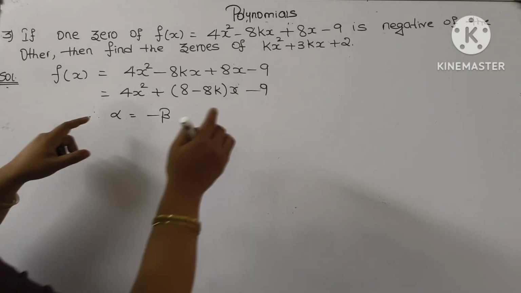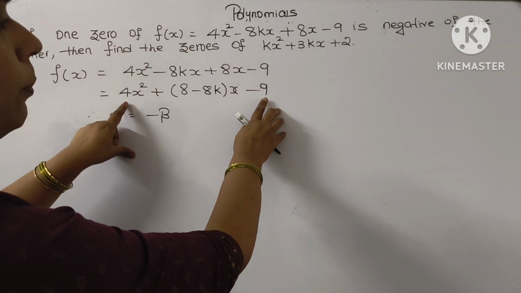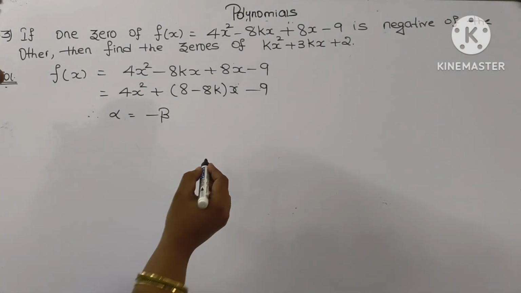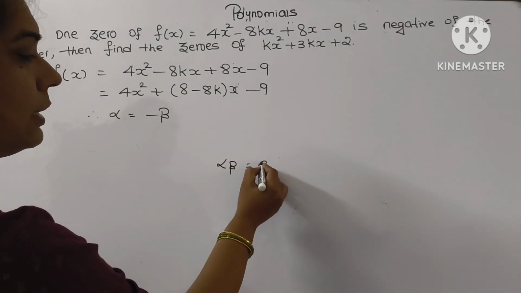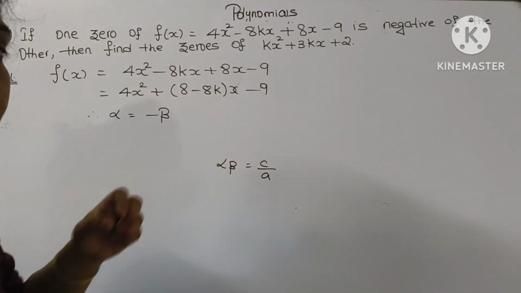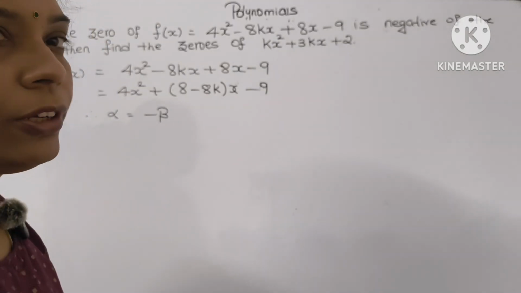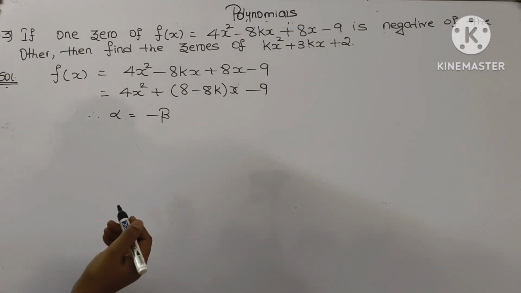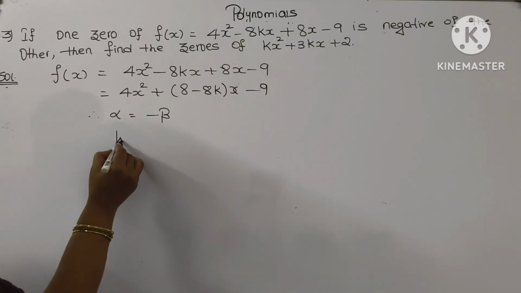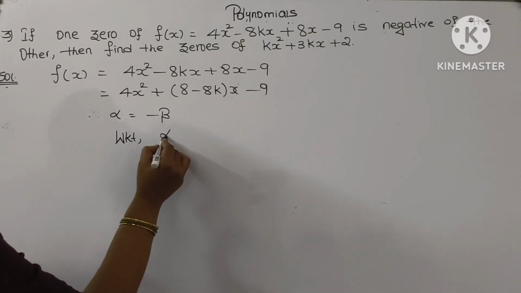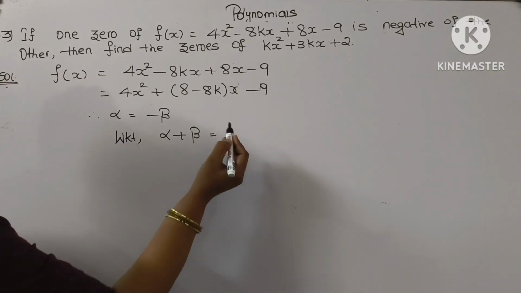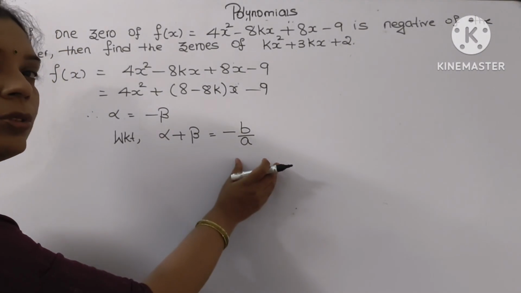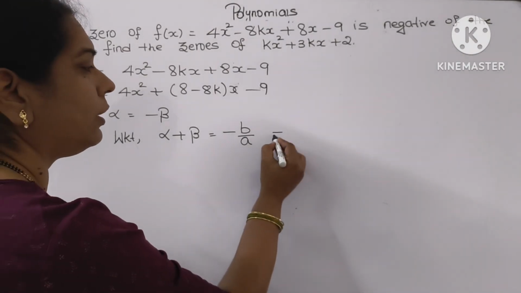So let me see. If I have to use the product of the zeros, what is C? It's 9. What is A? It is 4. So the product of the zeros will be C by A, but C and A do not have k. So I cannot use the product of the zeros. What I have to use is the sum of the zeros condition. We know that the sum of the zeros is equal to, what is it, children? Yes, minus b by a. This is the relation between the zeros and the coefficients. Let us use that only.